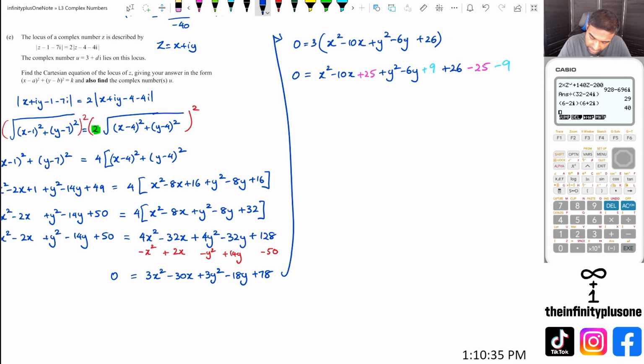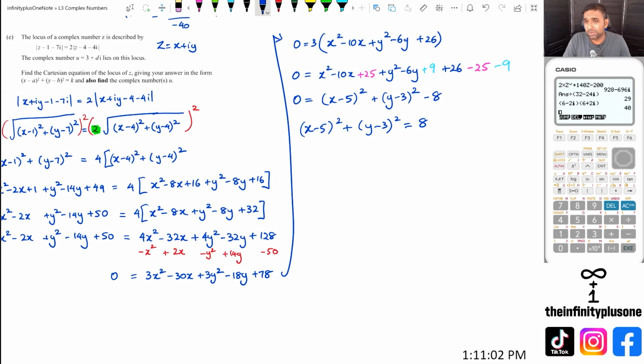So when I do this, I'm going to end up with 0 is equal to (x minus 5) squared plus (y minus 3) squared, and then 26 minus 25 minus 9, I'm going to get negative 8. Is that correct? Just want to double check. Yes, I do get negative 8. So then this equation is (x minus 5) squared plus (y minus 3) squared equals positive 8.